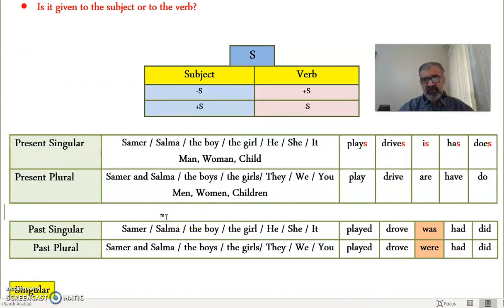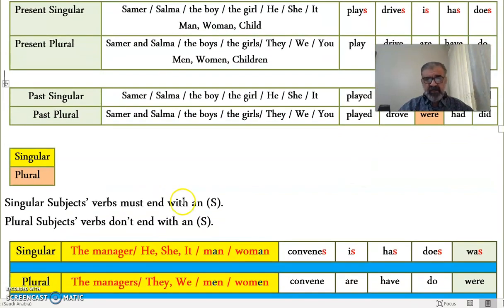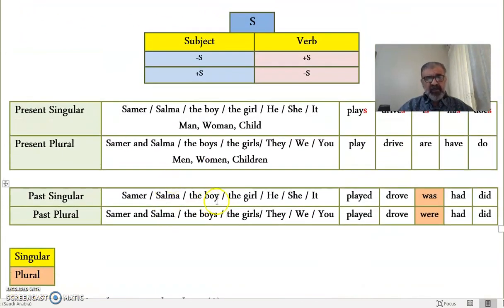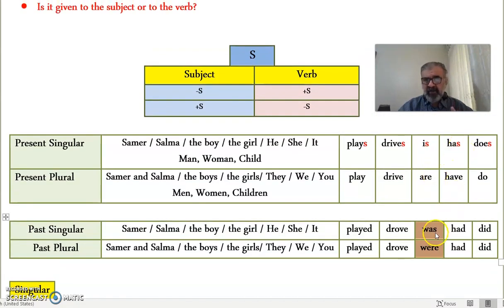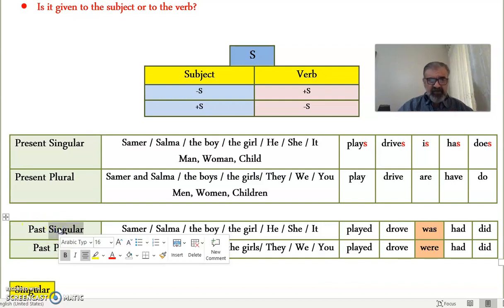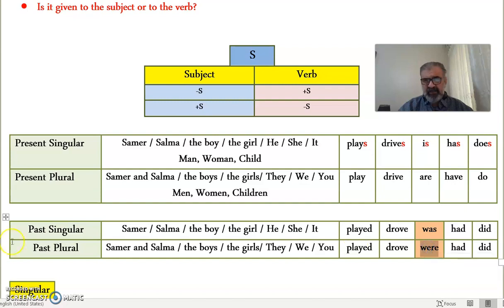Okay, so far so good. Now what about the past? Like I told you, we're going to consider singular and plural. Now with regard to the past, it's so easy, by the way. All pronouns and nouns, regardless of whether they are singular or plural, basically have the same verbs except for was and were, because if you remember, a verb which ends with an S means the subject is singular, and if it doesn't end with an S, the subject is plural. So this is the only exception. Other than that, as you can see, they are all the same.